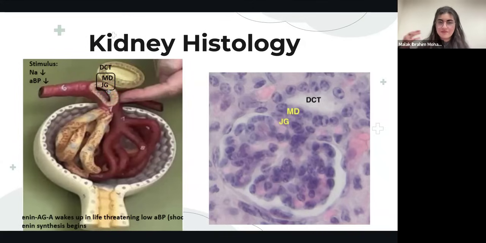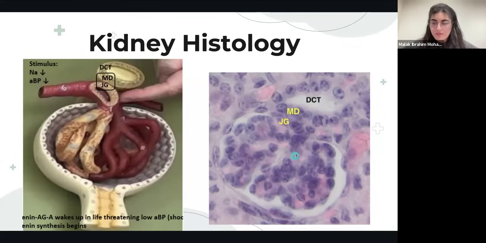Okay, and this basically acts as a feedback mechanism for the renin-angiotensin system, and this is how it detects that something is wrong, and it needs to do something about it. So this is your distal convoluted tubule, and this is your macula densa, because how can you identify the macula densa?